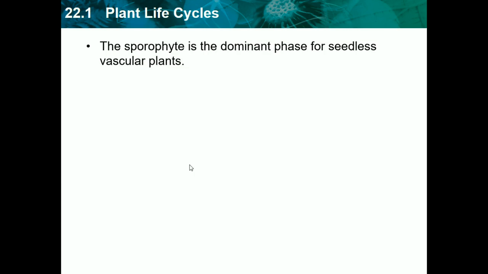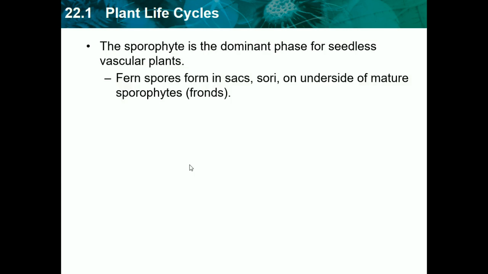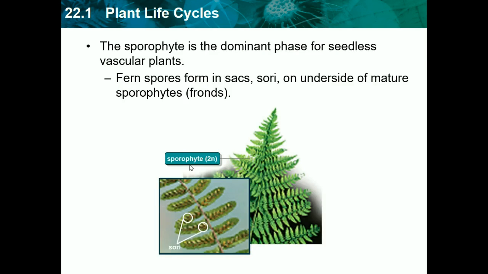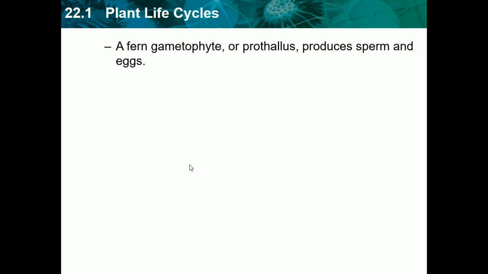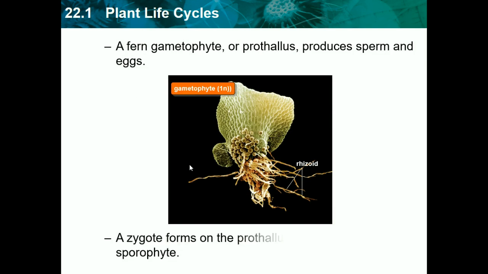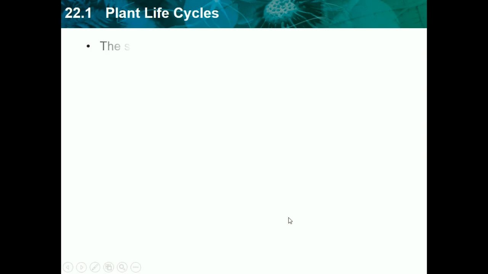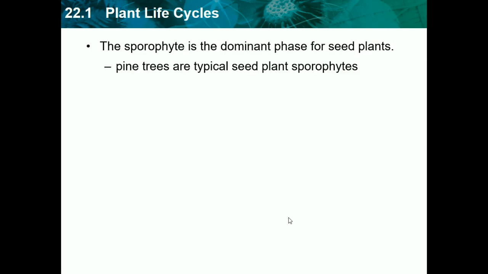The sporophyte is the dominant phase for seedless vascular plants. Fern spores form in sacs on the undersides of mature sporophyte fronds. A fern gametophyte, or prothallus, produces sperm and eggs. Fertilization forms on the prothallus, growing into a sporophyte. The sporophyte is also the dominant phase for seed plants.